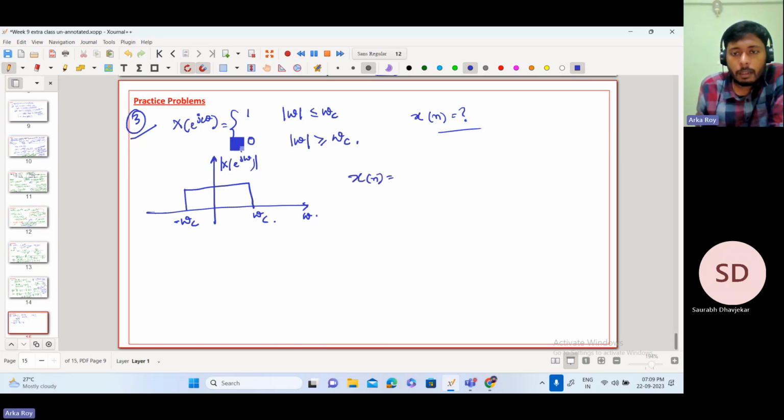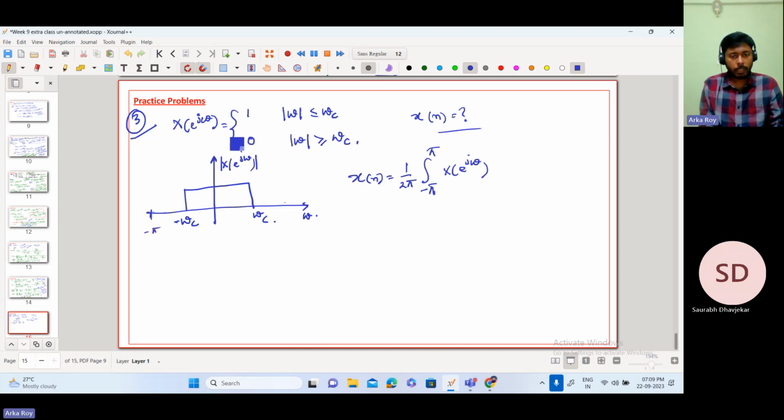To find x of n, I will be referring to the equation that is the inverse DTFT form. That is the integral from minus pi to pi of X(e^jω) e to the power jωn, and because we are trying to get the sequence, we'll be taking the integration in terms of ω. That is why I've used dω. So 1 by 2 pi, minus pi to pi.